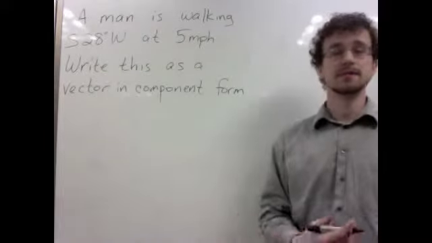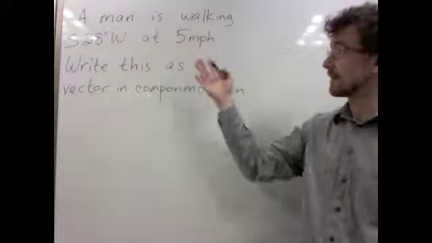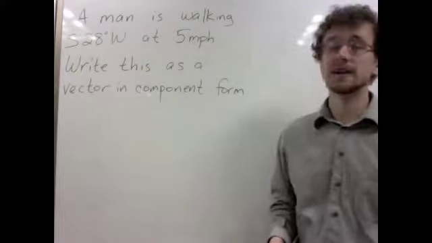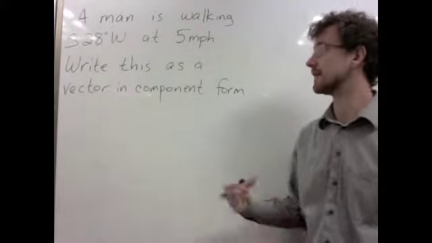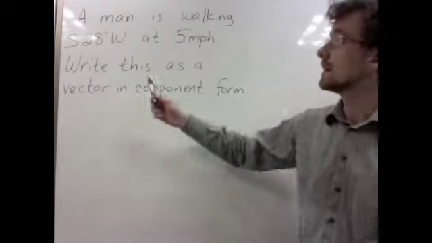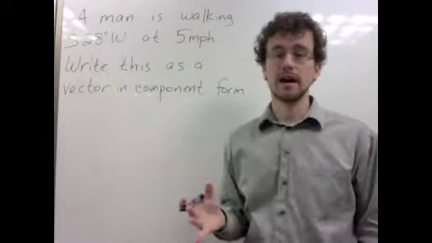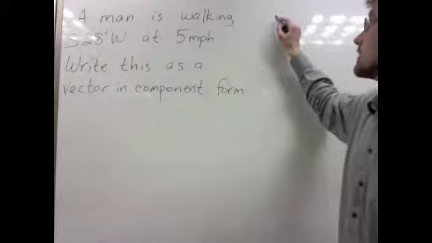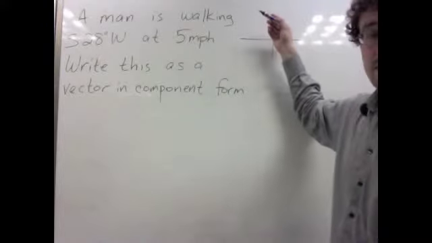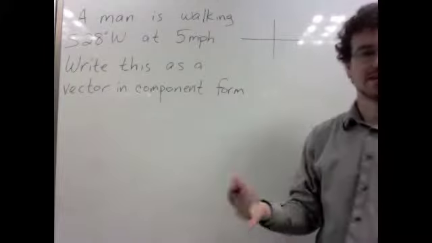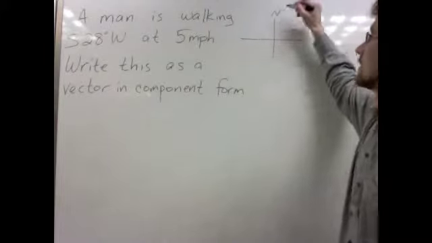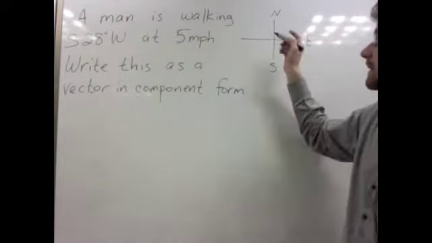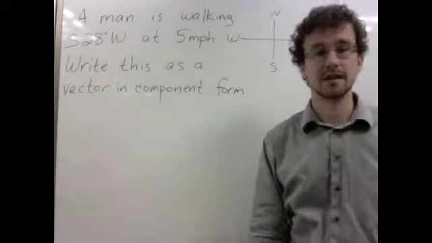Now, in physics, most of the problems we do are word problems. You'll be given a situation, and you'll have to do calculations with it. In this case, we have a man who's walking south by 28 degrees west at 5 miles per hour. Write this as a vector in component form. Now this is how we're typically going to represent angles when we're given a problem in terms of north, south, east, and west. So if we draw this, typically following the pattern that is established on most maps, we say that north is our positive y direction, south is our negative y direction, east is our positive x direction, and west is our negative x direction.